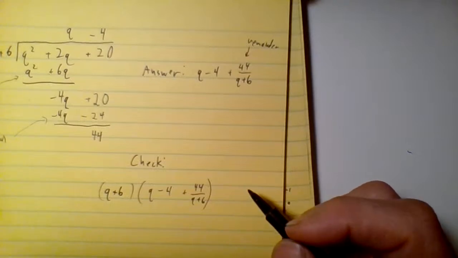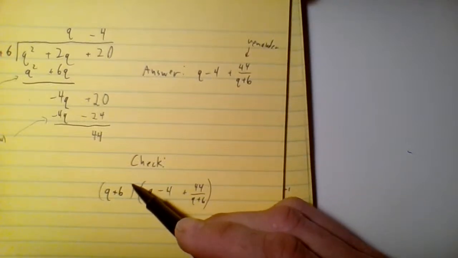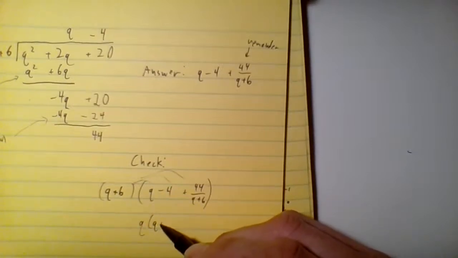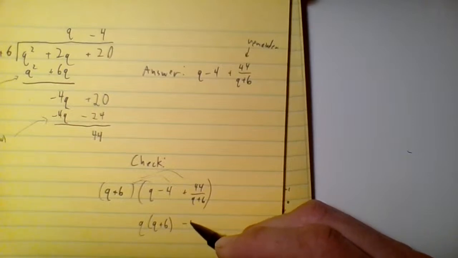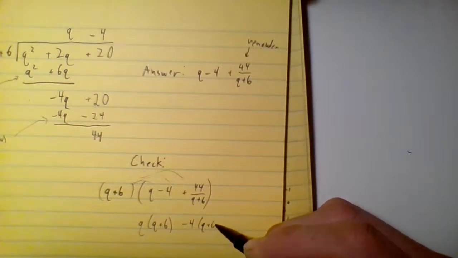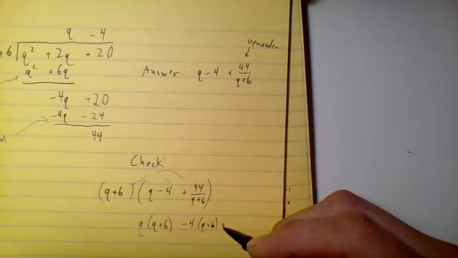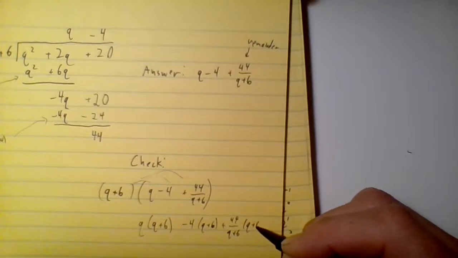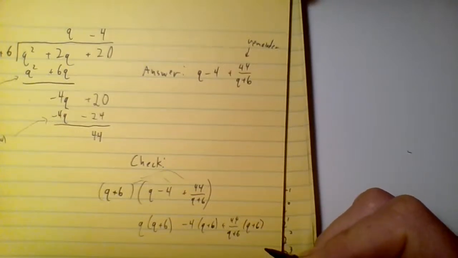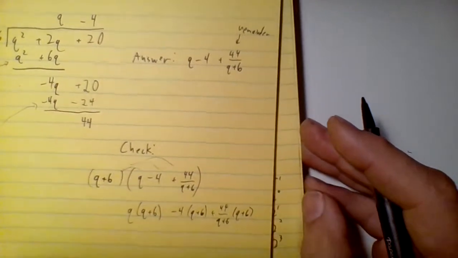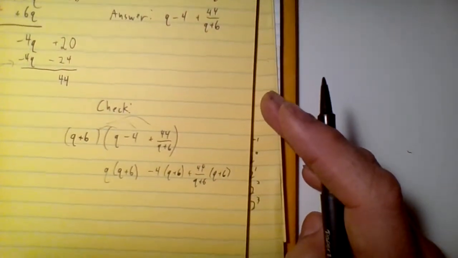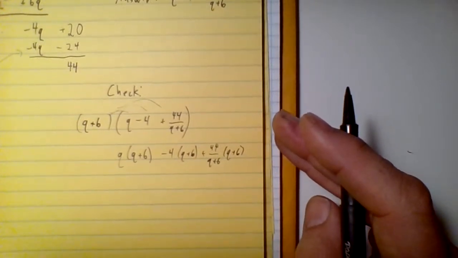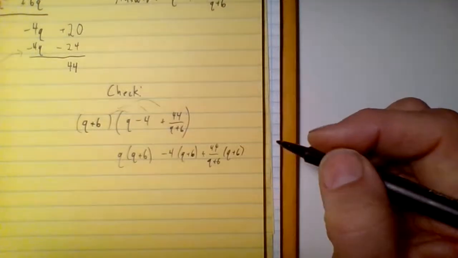And that's really two things to do this multiplication. Well, it's three things. I'm going to distribute this to all of them. So I have to do q times q plus 6. I have to do negative 4 times q plus 6. And I have to do this fraction times q plus 6. Step at a time. Now, bear with me. We're not really going to write this check out all the time, but I really want you to see how it ties into the multiplication we did before. Make some connections here on how this long division works.